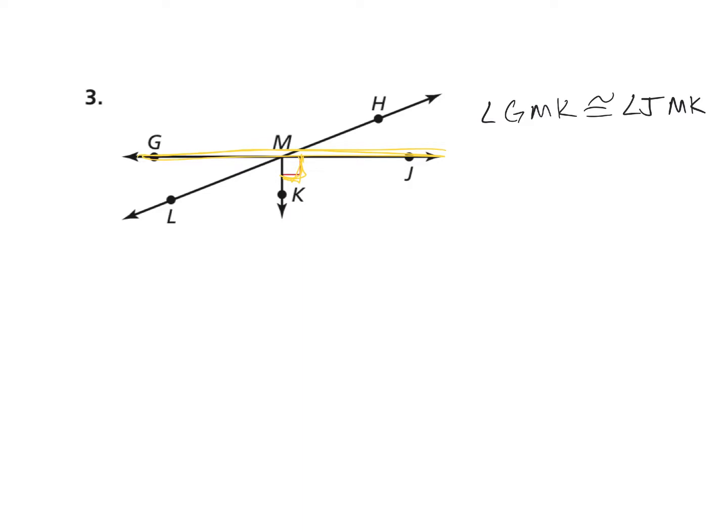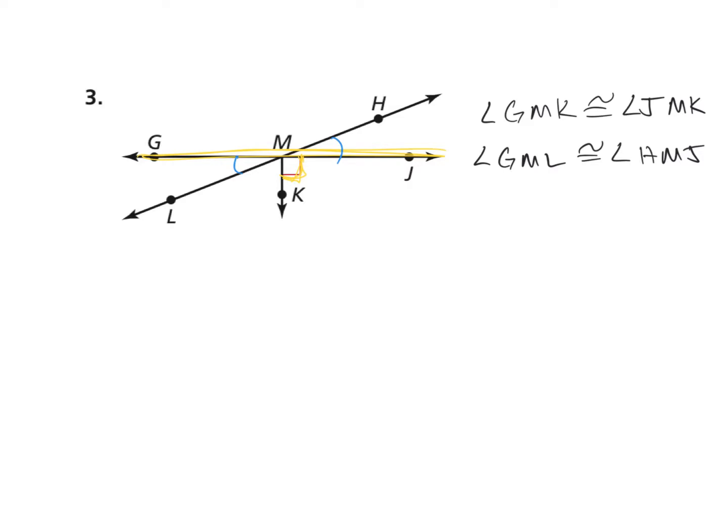And is there anything else we can see here? We have vertical angles there, so we could say those are congruent. So angle GML is congruent to angle HMJ, and that's because of vertical angles. You would actually write those reasons down, vertical angles.